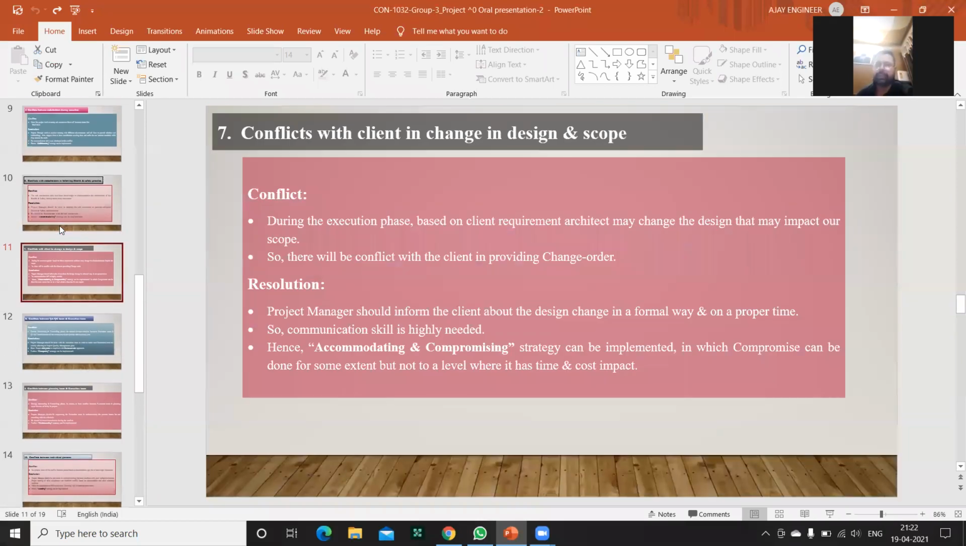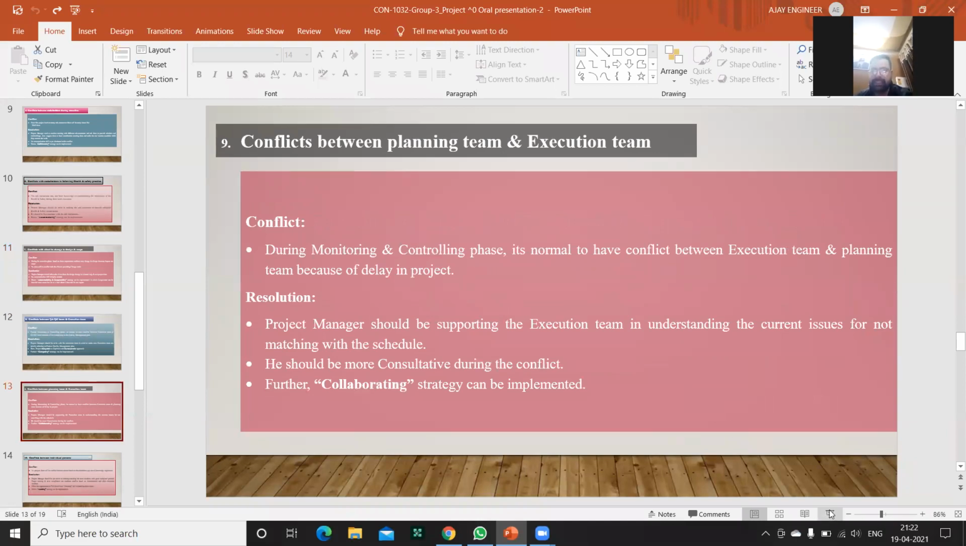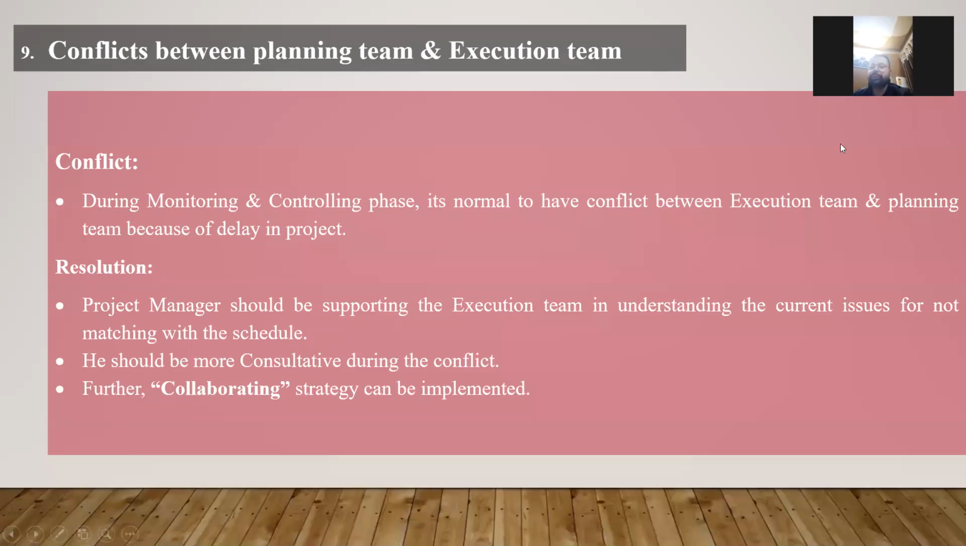Okay, thanks. My topic is conflicts between the planning team and the executing team, and the main conflict during the monitoring and controlling phase. It's normal to have conflict between the execution team and the planning team because of delays in projects. There are a number of resolutions. First, the project manager should support the execution team in understanding the current issue as well as the mismatch with the schedule. Another is that he should be more consultative during the conflict. Last but not least, a collaborating strategy can be implemented.